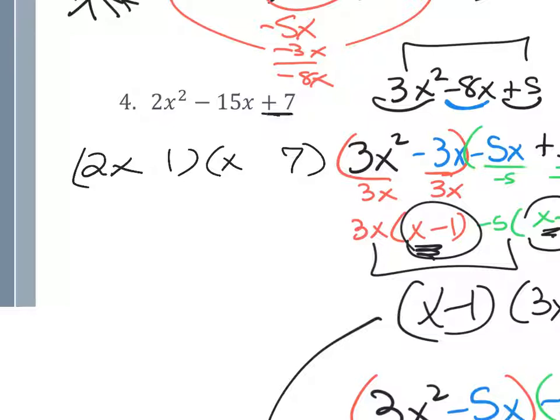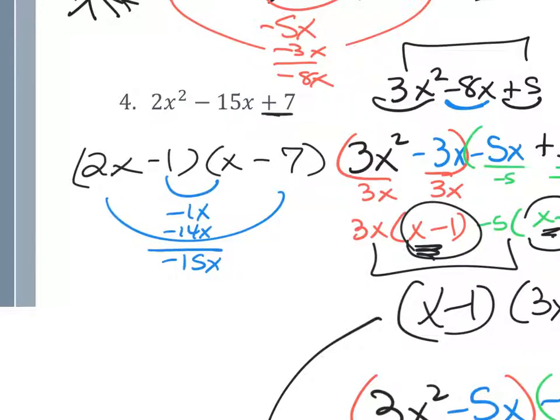So now I have to decide, is my 1 going here and my 7 here? Again, positive at the end, so my signs are the same. So they're both going to be negative because that's my sign in the middle. So again, do inside and get negative 1x, outside negative 14x. When I group them, I did get the negative 15 I was looking for. So I guessed correctly right away.